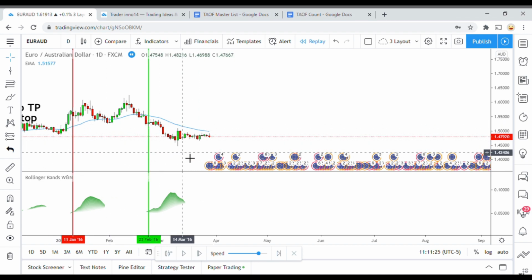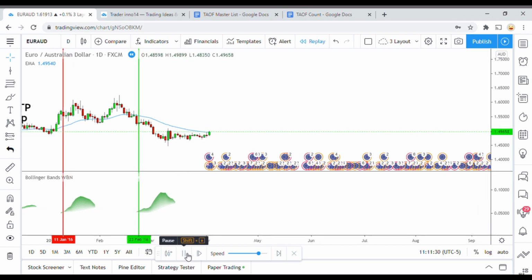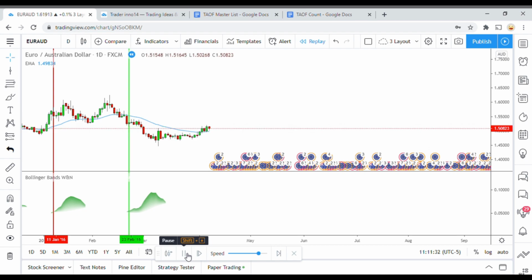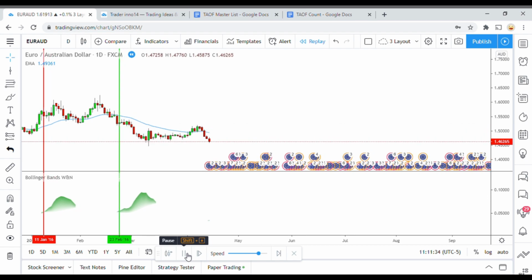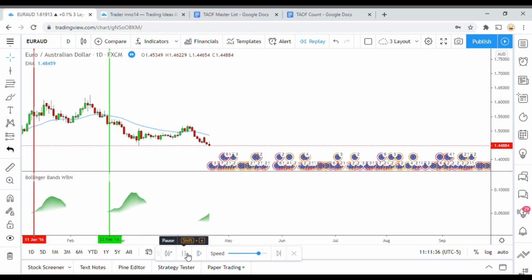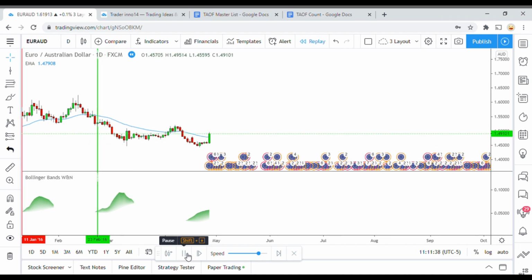Most people will tell you that your stop loss has to be much smaller than your take profit, but that isn't always necessarily true.